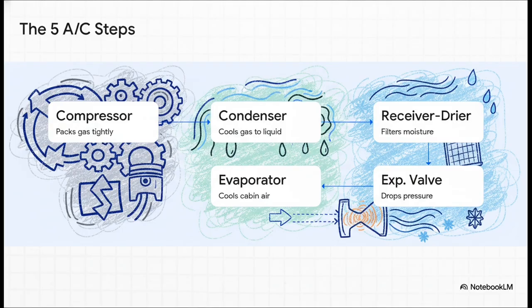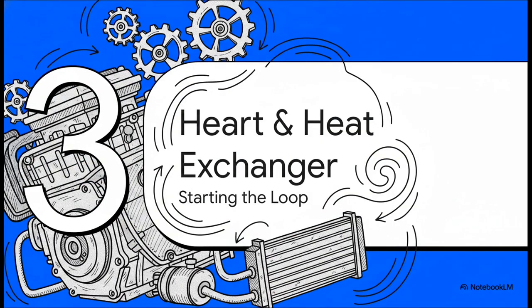That closed loop consists of 5 distinct mechanical components operating in total harmony. We've got the compressor, the condenser, the receiver dryer, the expansion valve, and the evaporator. Understanding how the refrigerant flows through these 5 stages is absolutely key to understanding the whole cooling process. So, let's break them down. Section 3, the heart and heat exchanger. Let's look at the first 2 parts of this mechanical loop, starting right under your hood.